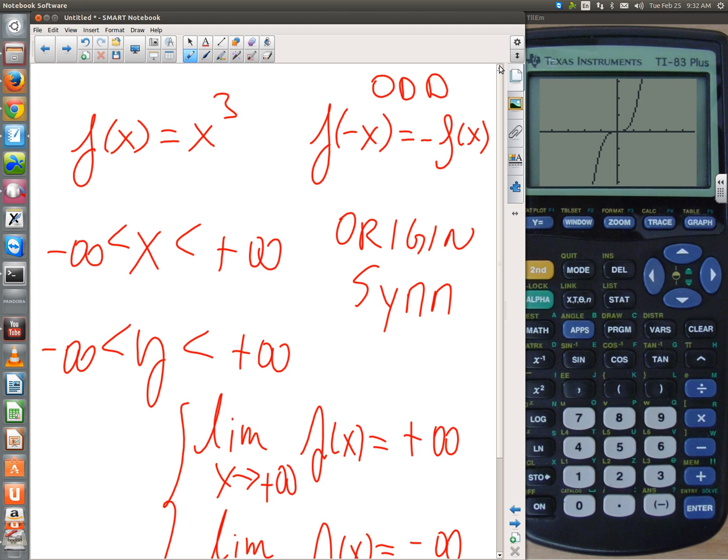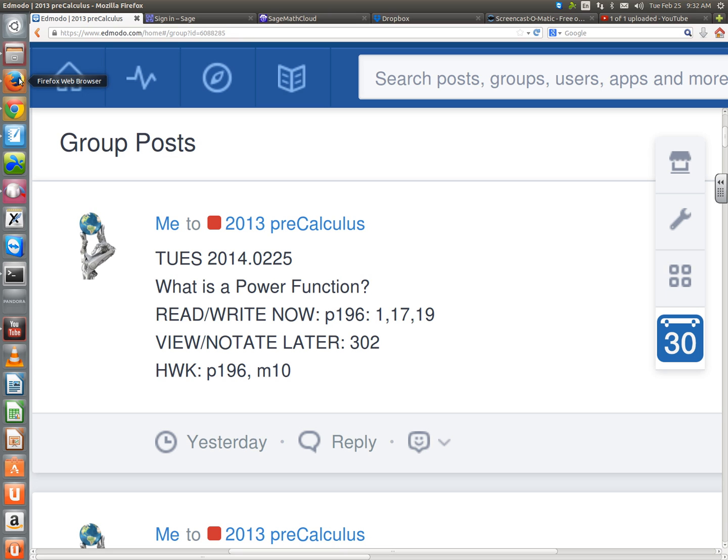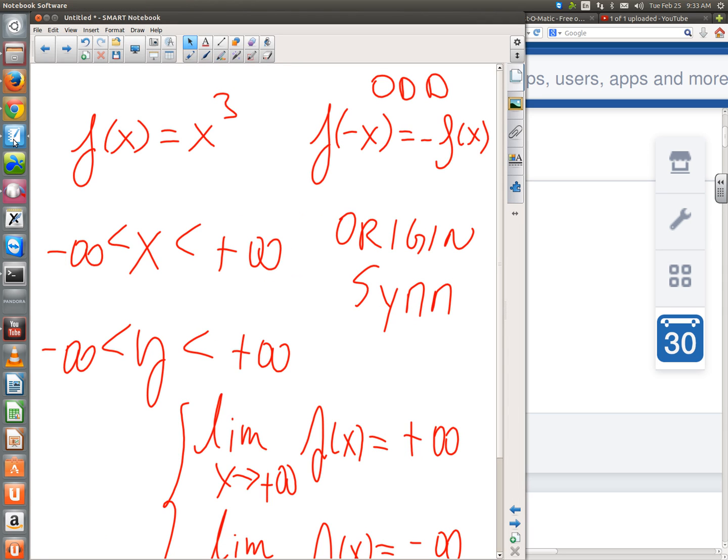Okay. So now, let's go straight to the homework page. What's the homework? Page 196, multiples of 10. Take a look at number 1. Number 1 says, can you graph y equals x plus 1 to the fourth?